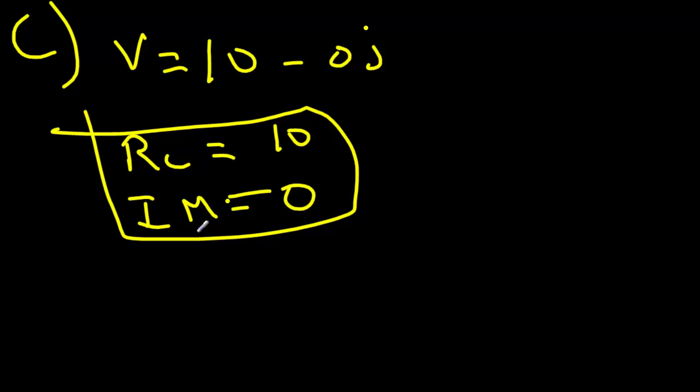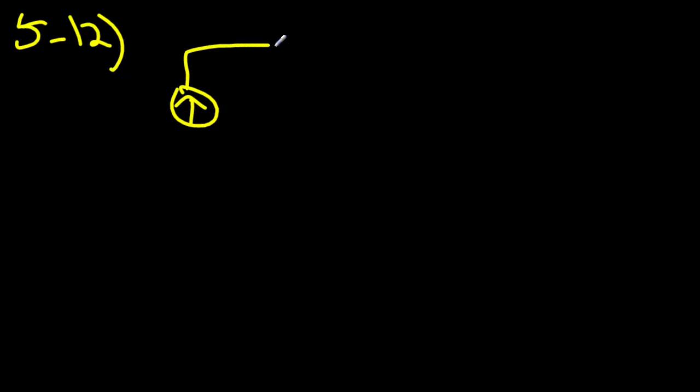The next problem that I want to do is 5.12. We're given another circuit. This time it's a current, not a voltage. That's a capacitor, a poorly drawn capacitor.